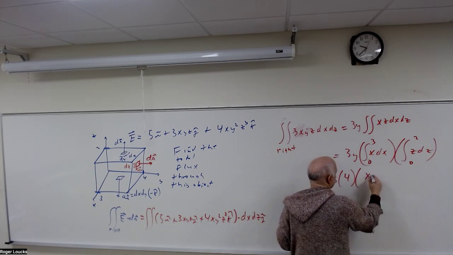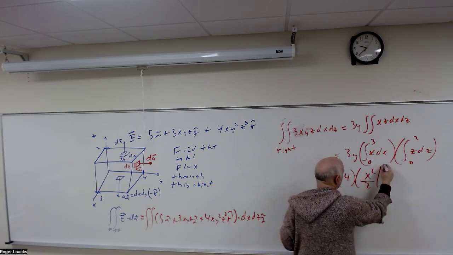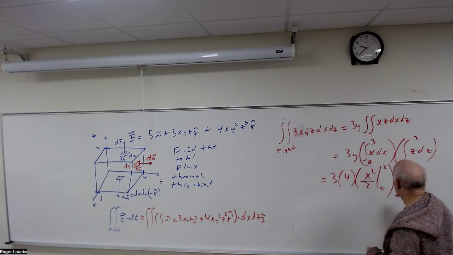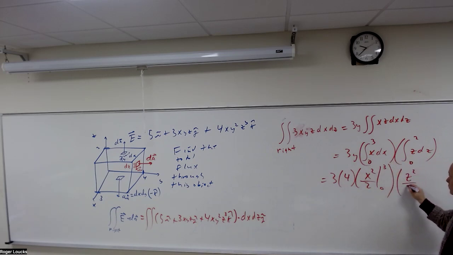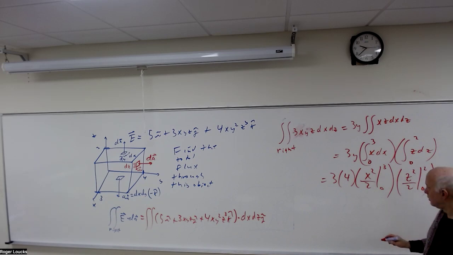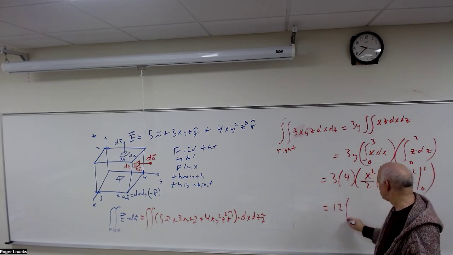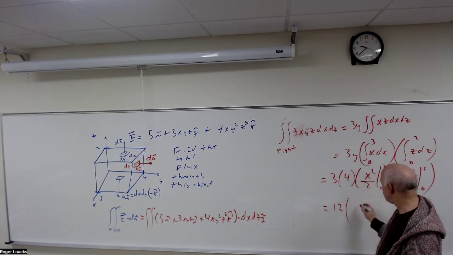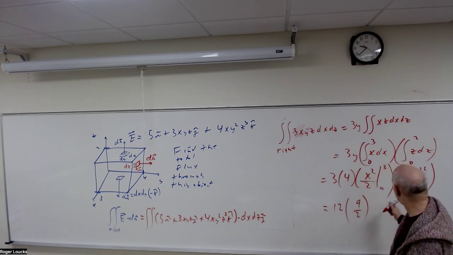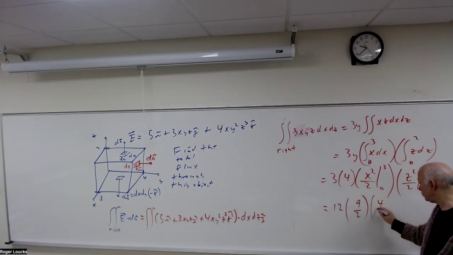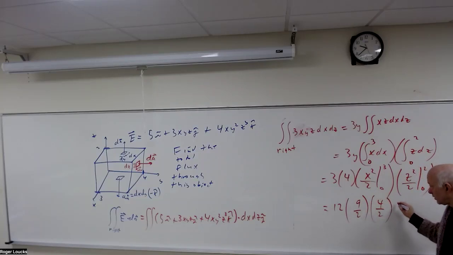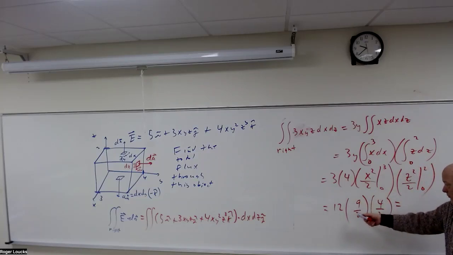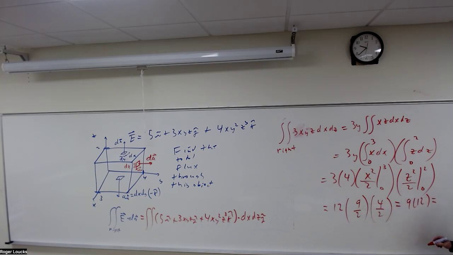This gives me x squared over 2, evaluated from 0 to 3. Then this guy here gives me z squared over 2, evaluated from 0 to 2. Good. So this gives me 12 times, put a 3 in there, I get 9 over 2. Put a 2 in there, I get 4 over 2. So this would be 4, 3, 12, 9 times 12. What would that be? That would be 108.